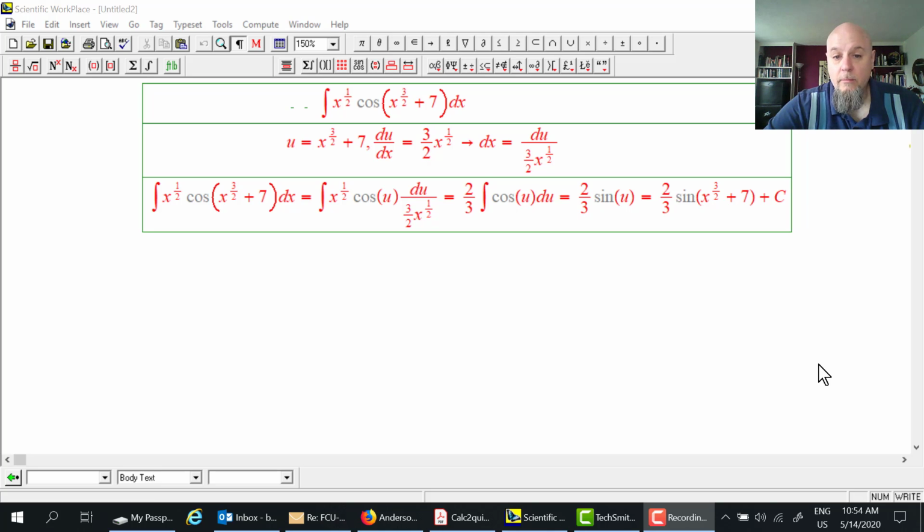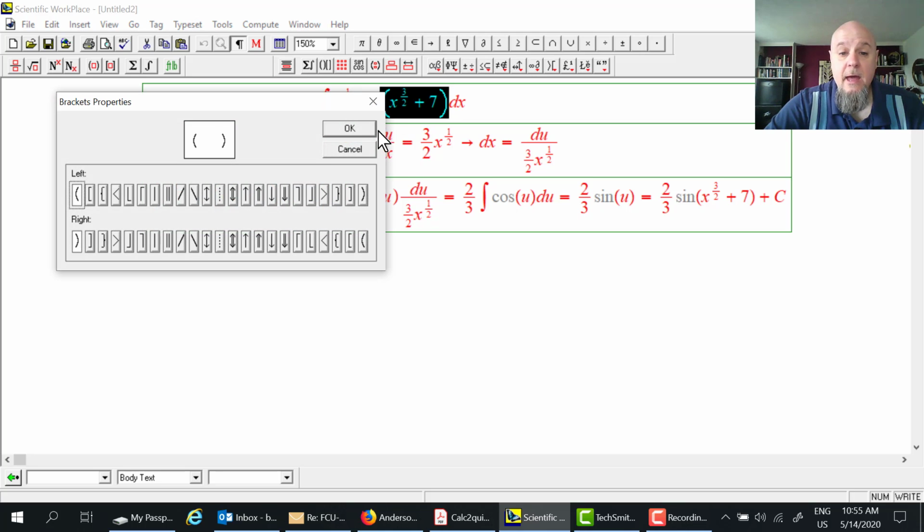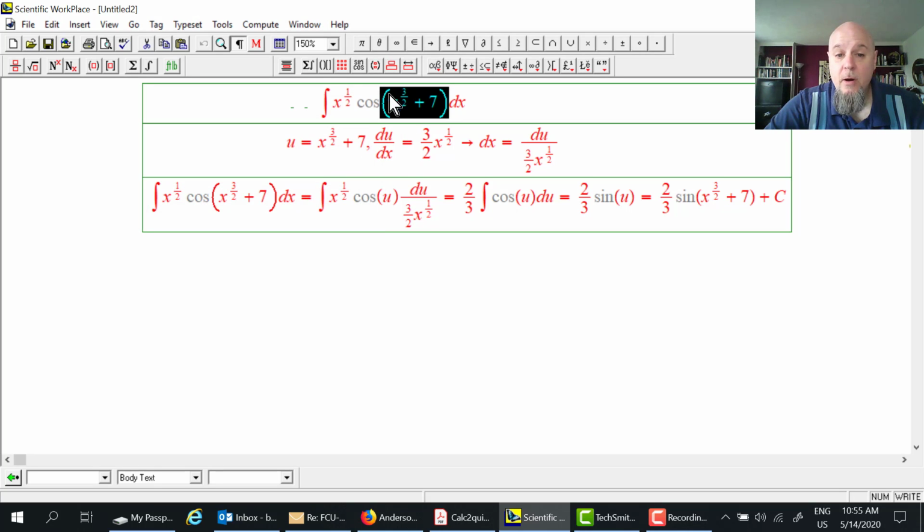So let's take a look at this problem. It's a substitution problem, so I need to integrate this expression. The way I see it is I see a function, the x to the 3/2 plus 7, inside the cosine function. So it's a function in a function. That's this piece here. And if I think about the derivative of the inside function, it is 3/2 x to the 1/2.